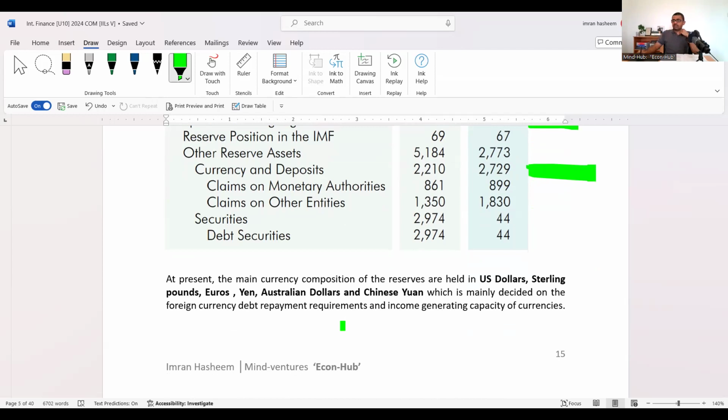Mainly, we keep most of our reserves in US dollars. Then we go for sterling pounds and then euros. Right? But these days, sometimes we keep in Indian rupees also and sometimes in Chinese yuans as well. Okay? Right.